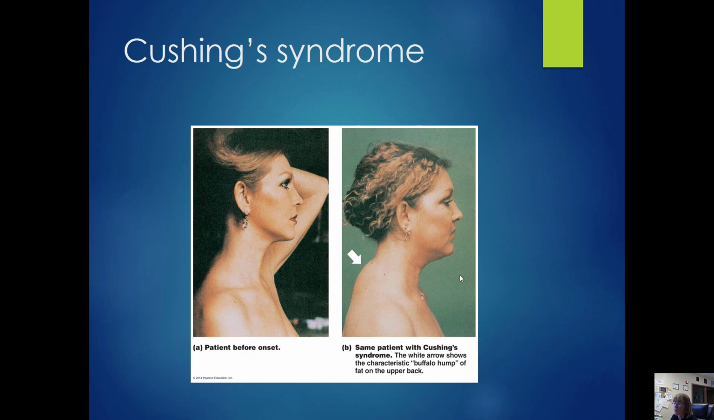And so some characteristics: this picture shows we get fat deposition back here on the back. We call it a buffalo hump. Also, you're going to get fat deposited in your face. We're going to get a moon face. We're going to get abdominal trunk fat deposition, and we're going to get the fat mobilized from the arms and legs and deposited abdominally.